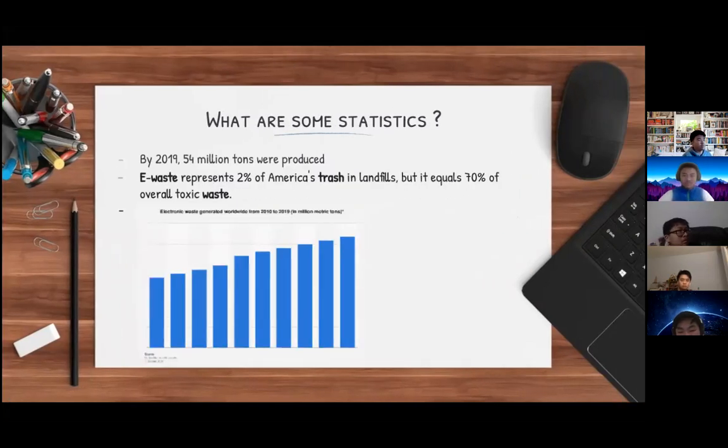So what are some data or statistics about e-waste? By 2019, a total of 54 million tons of e-waste had been produced. E-waste represents 2% of America's trash in landfill, but it equals 70% of overall toxic waste. And as you can see from the graph, there is a steadily growing curve from 2010 to 2019, and there might be some warning behind this.